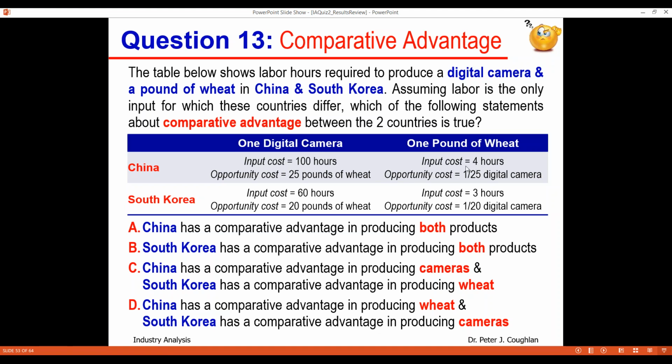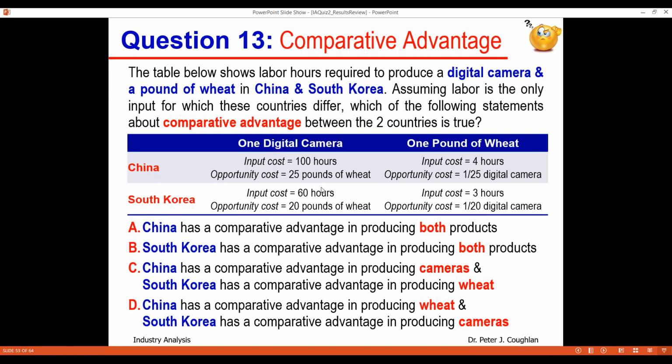Here, the opportunity cost, conversely, so 1 pound of wheat takes 4 hours. Well, what else could you have done with those 4 hours? You could have produced 1/25 of a digital camera, right? Because it would take 100 hours to produce a digital camera. So this is the opportunity cost for China of producing a digital camera in terms of wheat, and the opportunity cost of producing wheat in terms of digital cameras, right? And we do the same thing for South Korea, right? 60 hours versus 3. So to produce a digital camera, you could have otherwise produced 20 pounds of wheat, or when you produce a pound of wheat, you could have otherwise produced 1/20th of a digital camera.